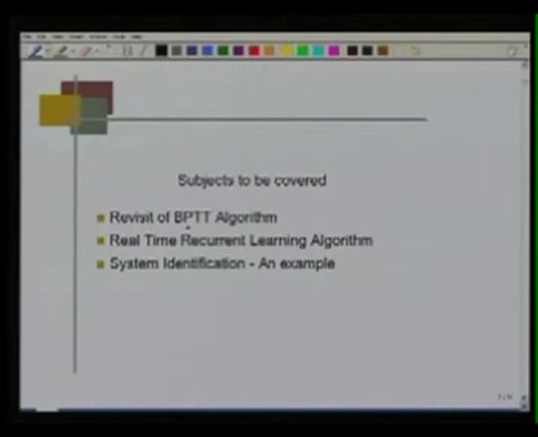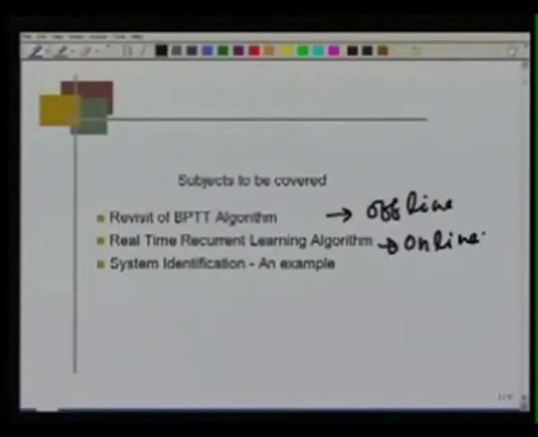The previous algorithm that we introduced in the last class was offline, and this is online. So this was offline in the sense that we collect the data a priori from a system and then model the system, whereas we collect the data online from the system. That is, as we collect the data, we learn the model of the system.